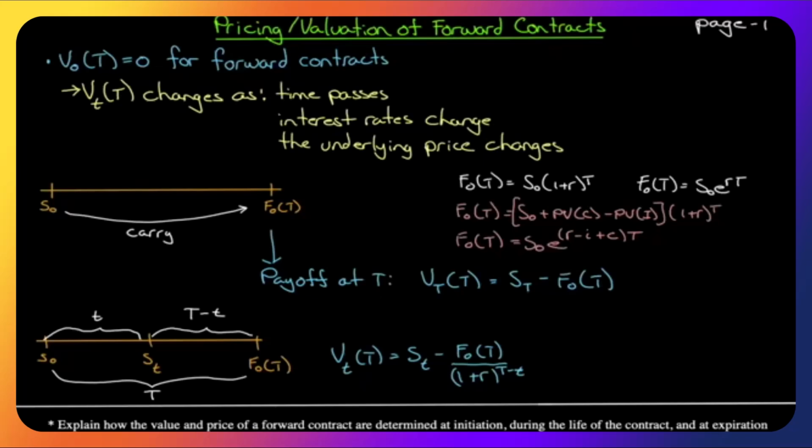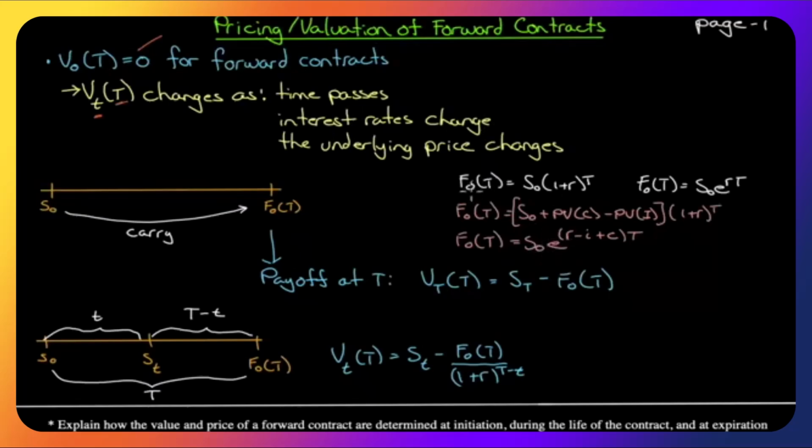We've already seen how we arrive at the price of a forward at initiation, so we'll just do a quick review here. The value of a forward contract at initiation is set equal to 0. No money changes hands for a forward contract. The value at any time sub t for capital T expiration changes as time passes, as interest rates change, and as the underlying price changes.